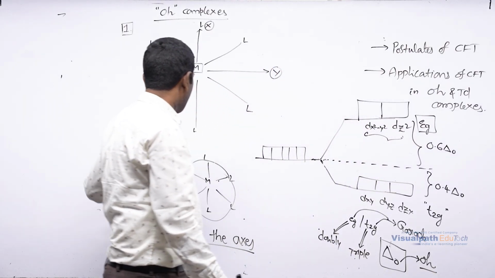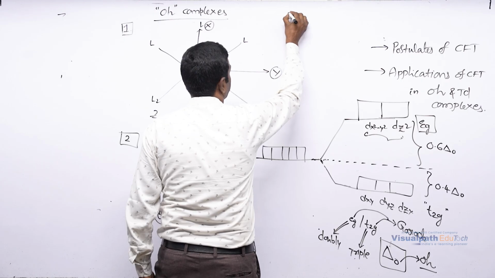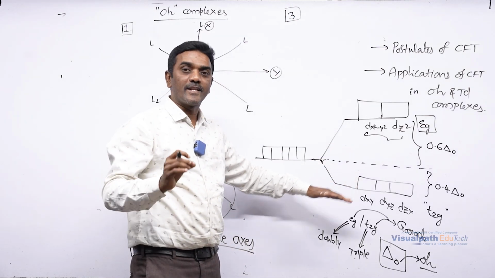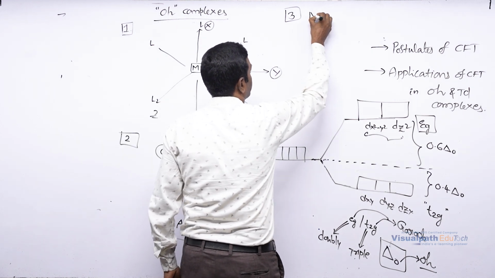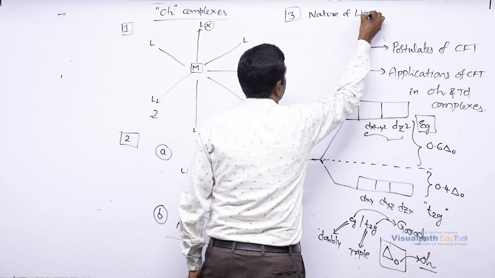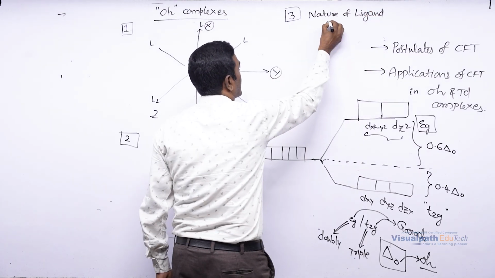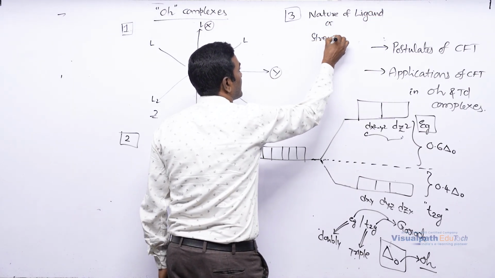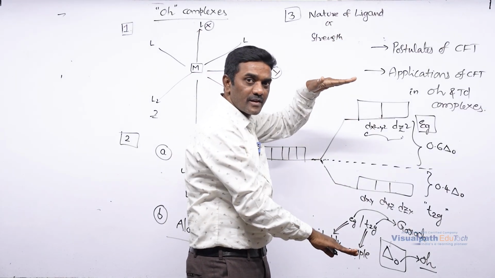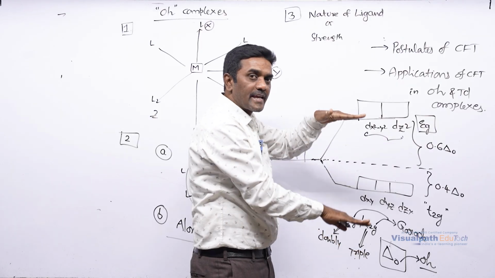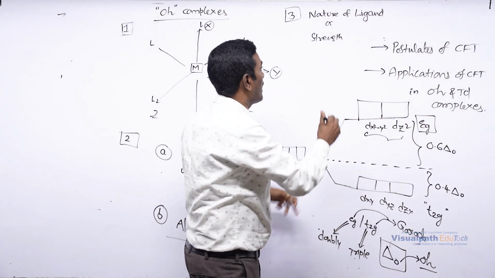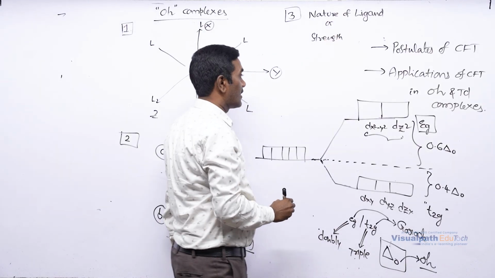And moving on to the next point, that is the third point, right? So this splitting depends upon the nature of the ligand, or strength of the ligand. What it means? If the ligand is strong, then the splitting happens more. If the ligand is weak, then the splitting happens less. The splitting depends upon the nature or strength of the ligand, right?